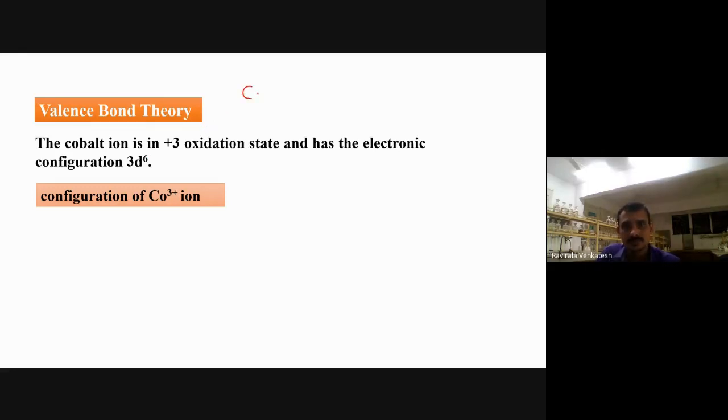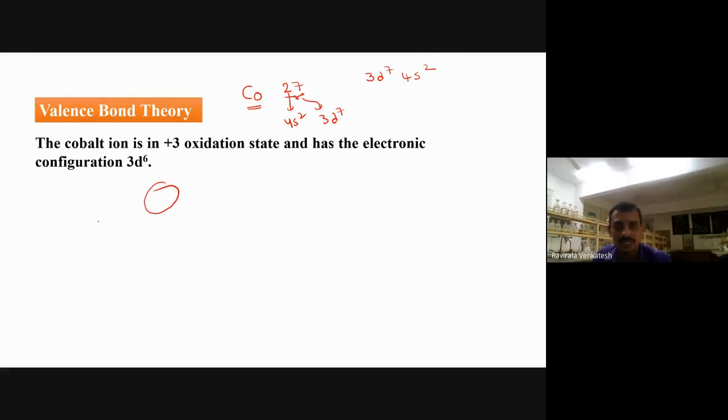Cobalt configuration. Anybody? Cobalt configuration. Remember the d-block elements, we discussed this one. Atomic number will be 27. Now in short, you can also write this 2 you can take for what? 4s2. This 7 you can take for what? 3d7. Now the electronic configuration of cobalt will be 3d7 and 4s2. But the oxidation state of cobalt plus 3 we need to take.